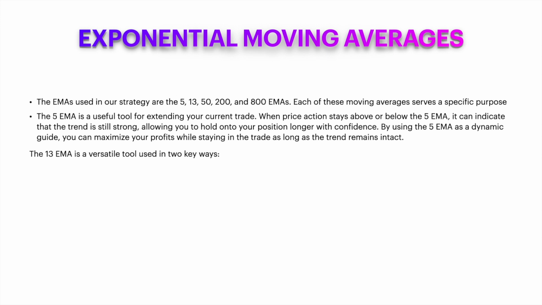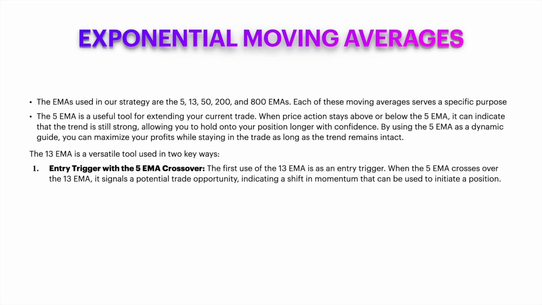The 13 EMA is a versatile tool that we use in 2 key ways. The first is to enter a trade: entry triggers with the 5 EMA crossover. When the 5 EMA crosses over the 13 EMA, it signals a potential trade entry opportunity, indicating a shift in momentum that can be used to initiate a position. This is more commonly used for conservative traders that want those extra confirmations.